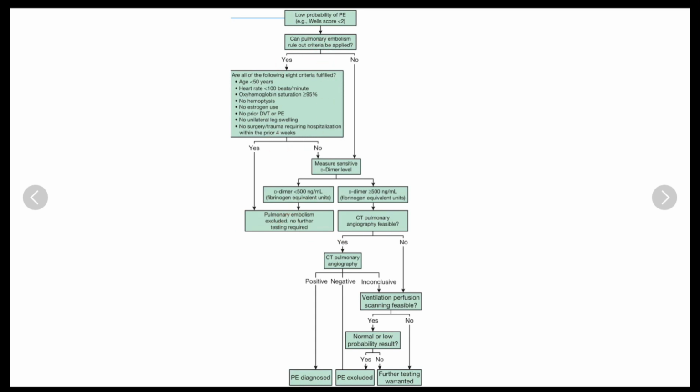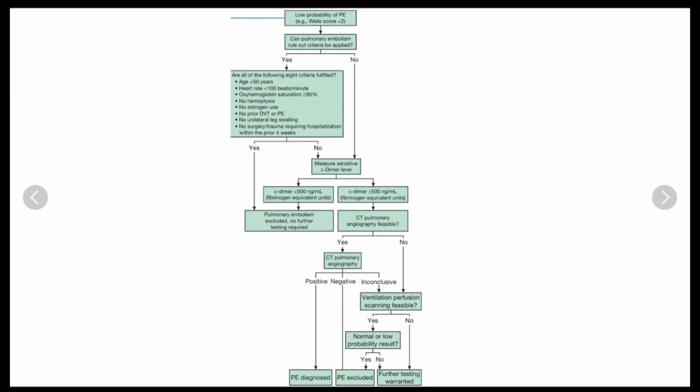If even one of them is positive, then we can't apply this criteria, and we will go for D-dimer testing. If the D-dimer level is less than 500, then pulmonary embolism is excluded. If the D-dimer level is more than 500, then we will go for CTPA. If CTPA is positive, then it is diagnosed; if negative, it is excluded; if inconclusive or CTPA is not feasible, then we will go for ventilation perfusion scanning. If the scan is available and normal, then pulmonary embolism is excluded. If it is not normal or not available, then further testing is warranted.